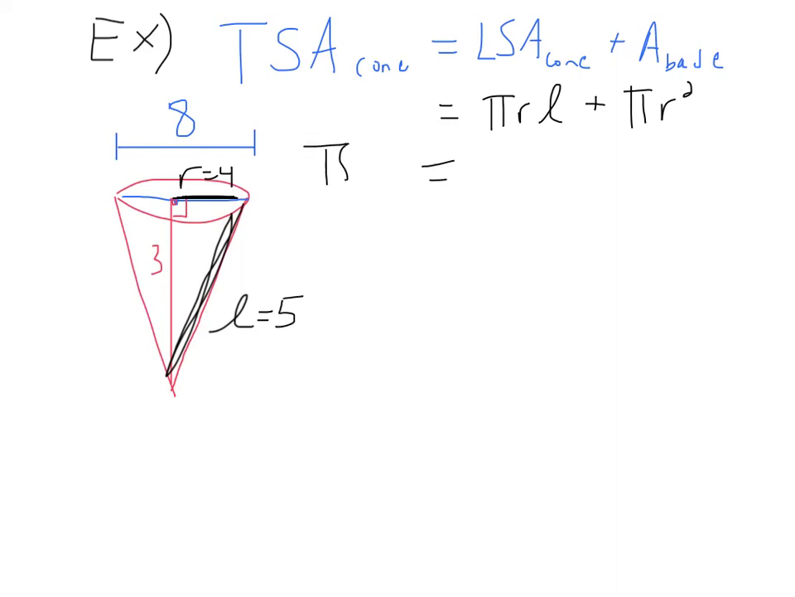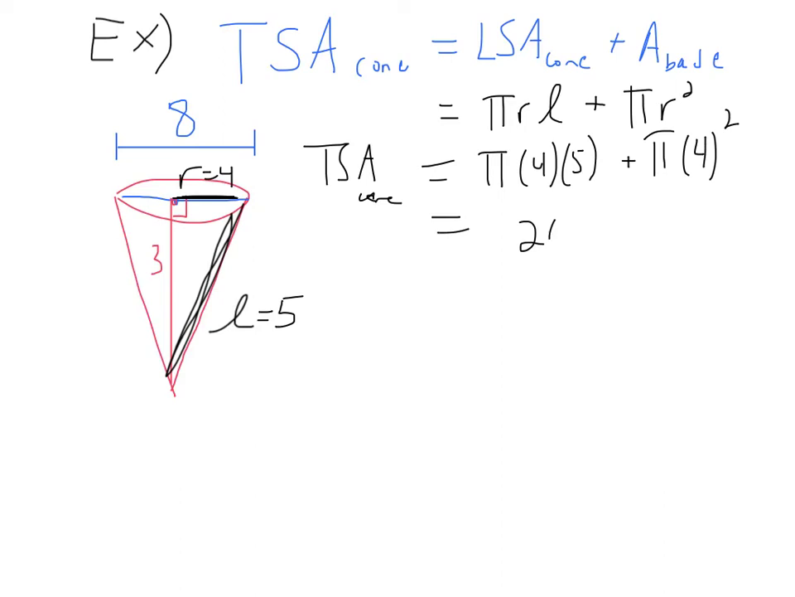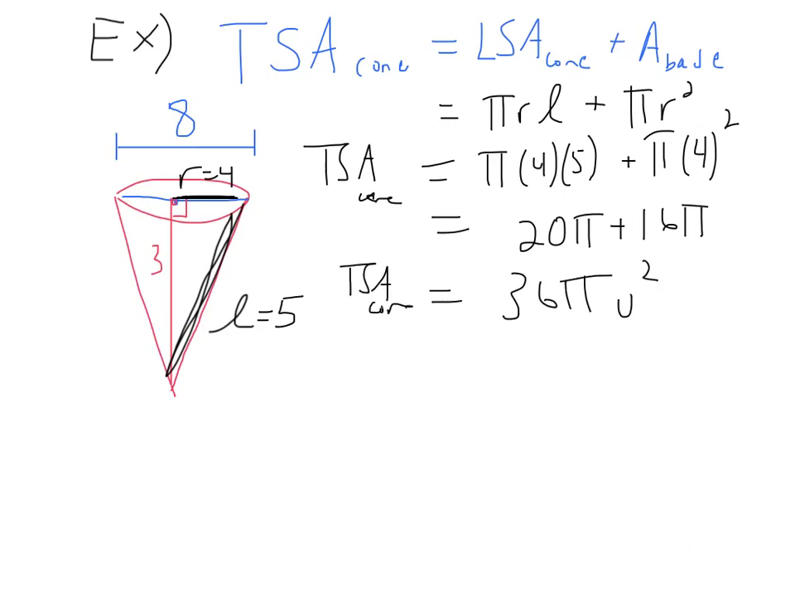So now we can really just find the total surface area of our cone. We've got pi, the radius is 4, and the slant height is 5. That's the lateral surface area. And then the area of the base is just going to be pi multiplied by the radius squared. So we've got 20 pi plus 16 pi. That'll be 36 pi square units, and that's the total surface area of our cone.